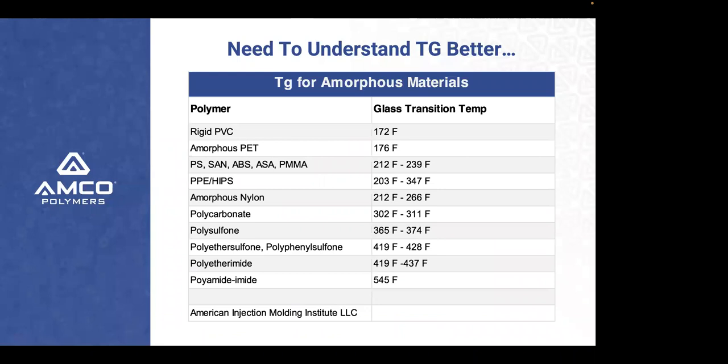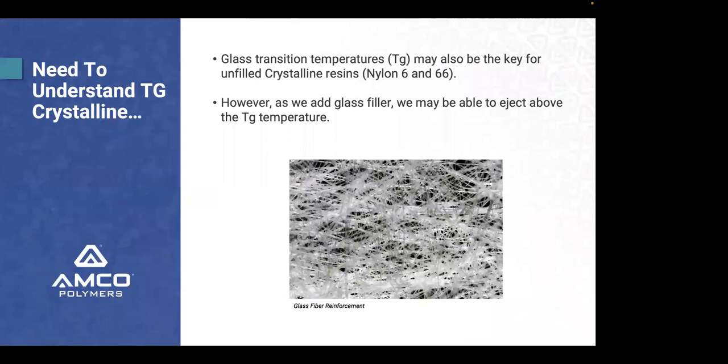So we need to better understand Tg, glass transition temperature. And once again, glass transition temperature is the temperature where the amorphous zones begin to move freely. This is really the key for my nylon 6 and 6.6. Don't think of glass transition as glass reinforced. Glass transition and glass fiber are totally different, but we're going to talk about glass reinforced.